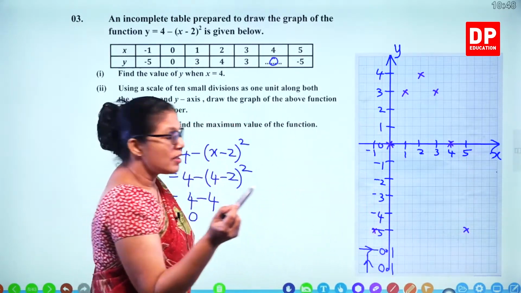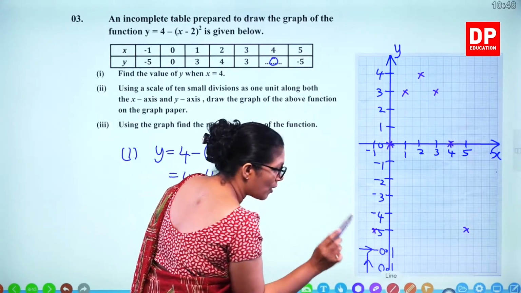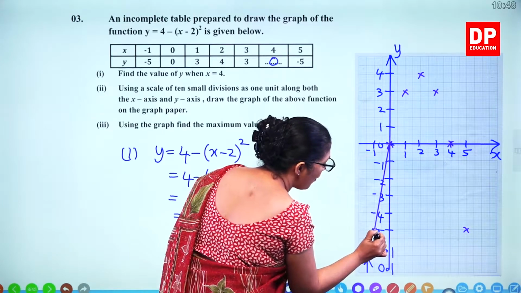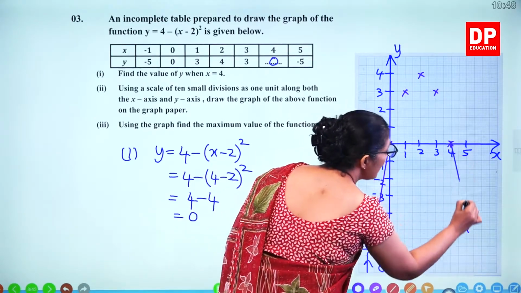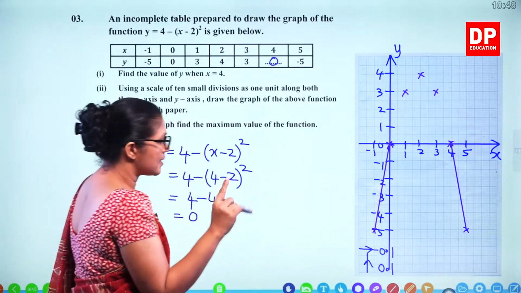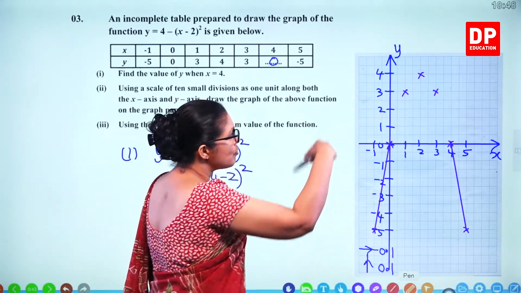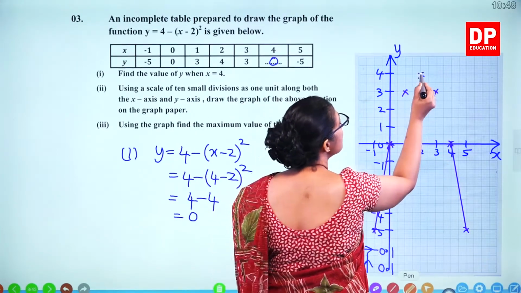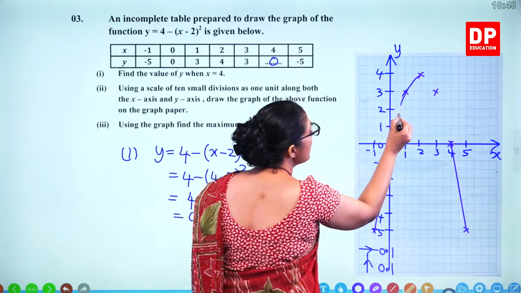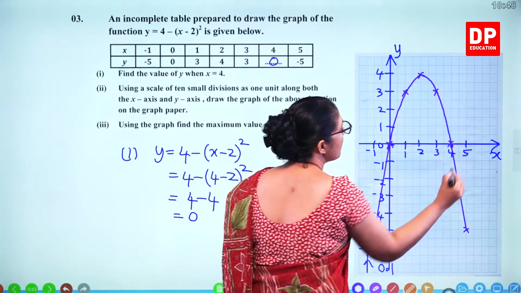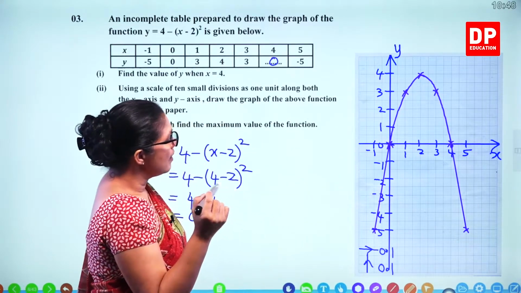Now you need to connect smoothly. So what is my advice always? You can connect these two corner points with a ruler but not the middle points. You have to smoothly connect the other points. So without the ruler, try to connect. So we'll smoothly connect from here to here like this and like this. So that's the curve.